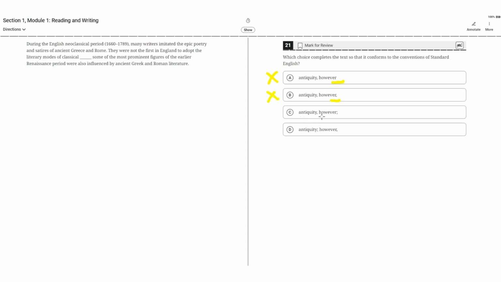C. Antiquity, however, semicolon. This seems to be correct because the comma before however is used properly to separate the independent clause from the phrase that modifies it, and the semicolon after however is used properly to separate the two independent clauses. So C seems to be the correct answer. D. Antiquity, semicolon, however, This is incorrect because the however is illogically placed in the second independent clause, whereas it should be placed in the first independent clause. So D is incorrect, and C is the correct choice.